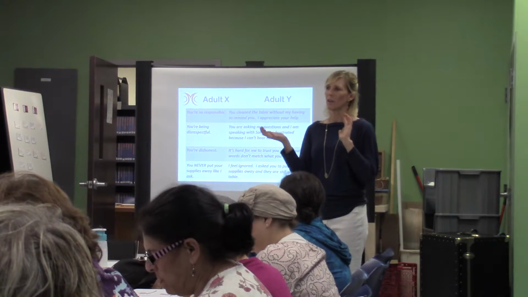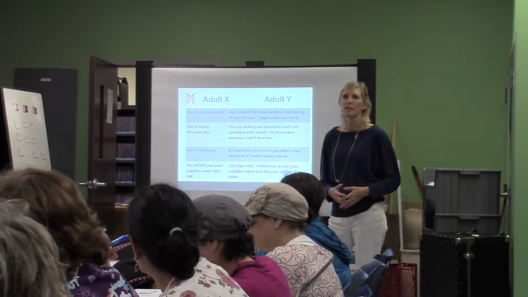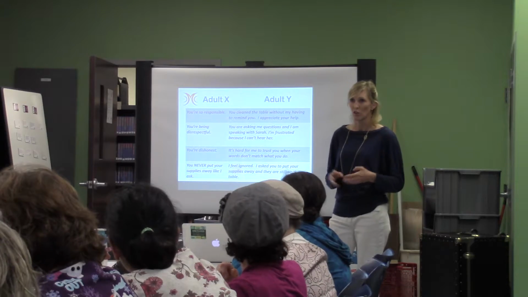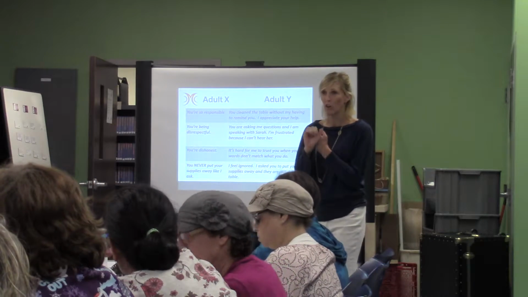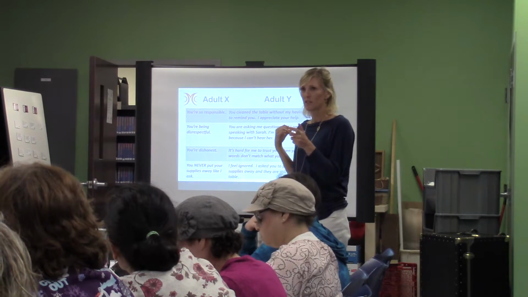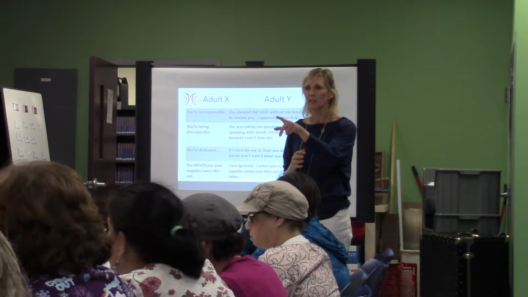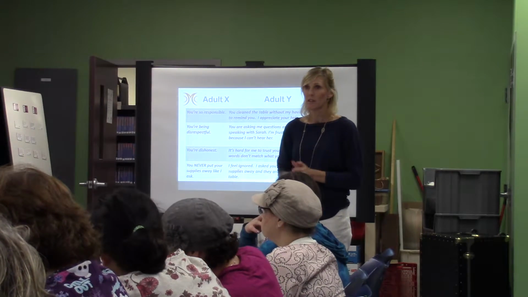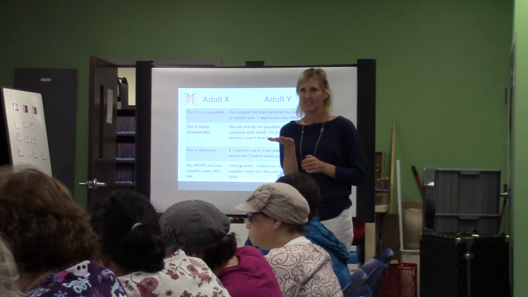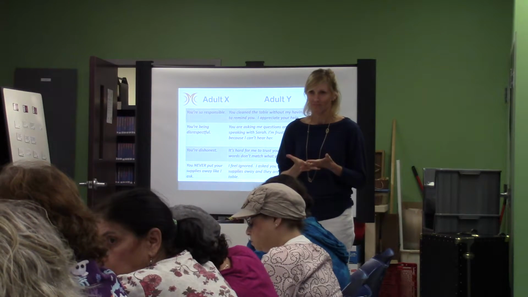So what do you notice in general about this side? Adult X is general. It's more accusatory. Adult Y is very specific, as opposed to adult X, who is more general, placing a general label. Yes, it's making an evaluation. What else? I said adult X is being accusatory. You're irresponsible, you're dishonest, you're disrespectful.